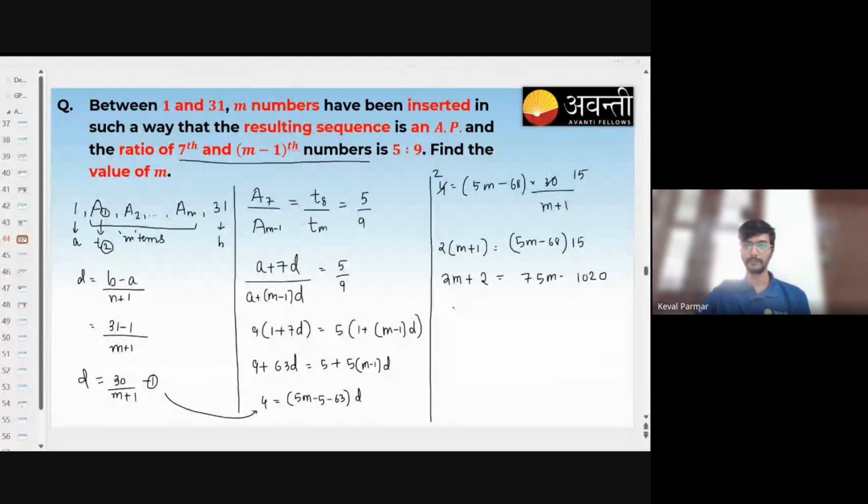So I'll get 73m is equals to 1022. So m is equals to 1022 upon 73. I think कुछ mistake नहीं किया पक्का? Please check. I am also checking.